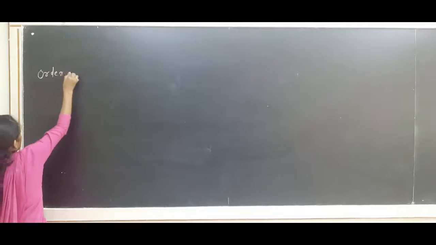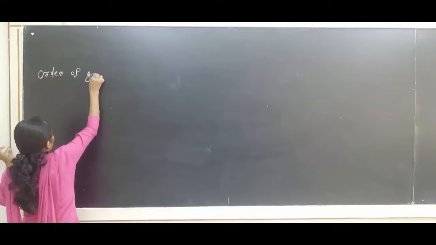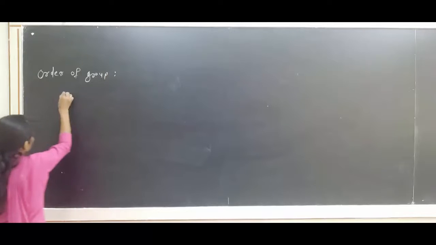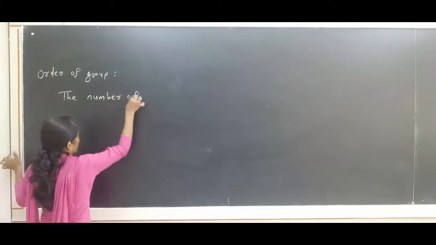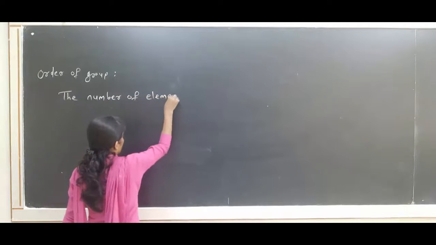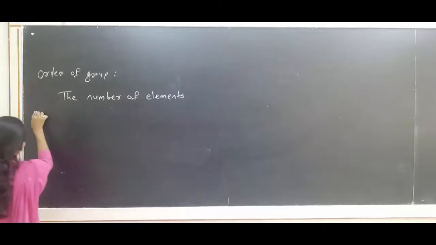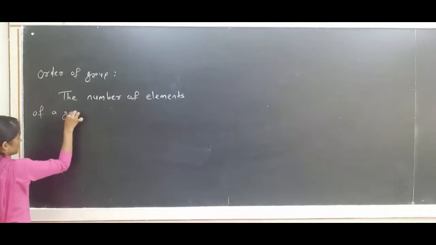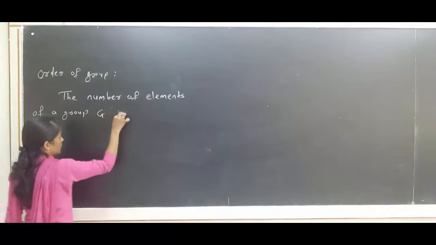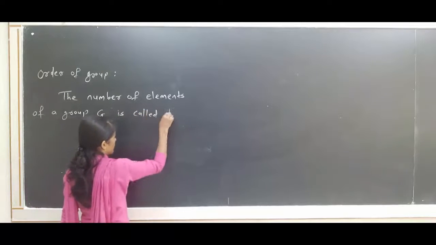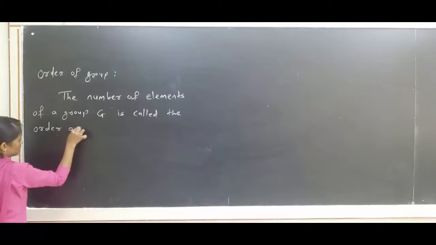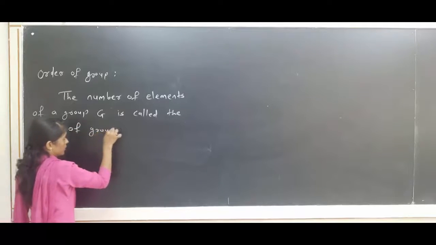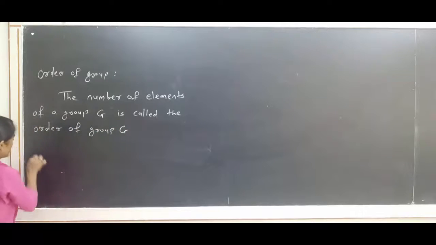So, definition of order of group. The number of elements of a group G is called the order of group G. Okay, now we see the notation.